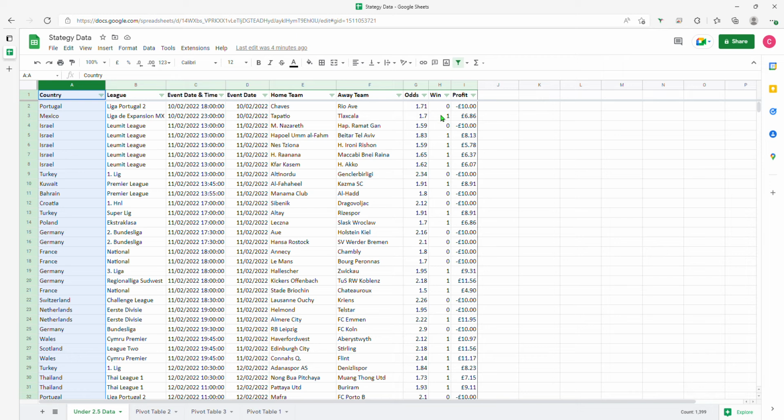I'm assuming this isn't 7, it's 6.86 because the Betfair 2% commission's been taken off, so the profit is minus the Betfair 2% commission. So just bear that in mind. That would have normally read £7 there, but it's £6.86. Okay, so that's the data, and that's what we've got to work with.